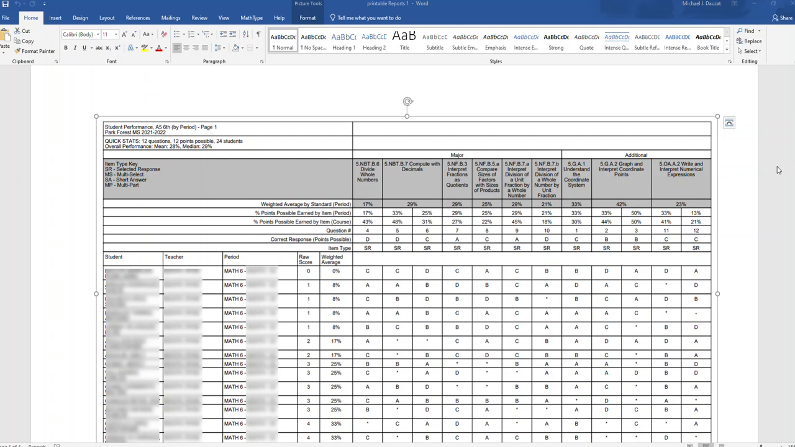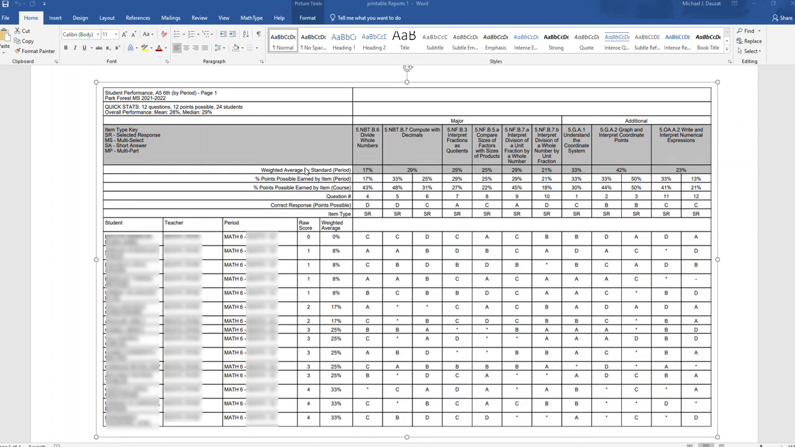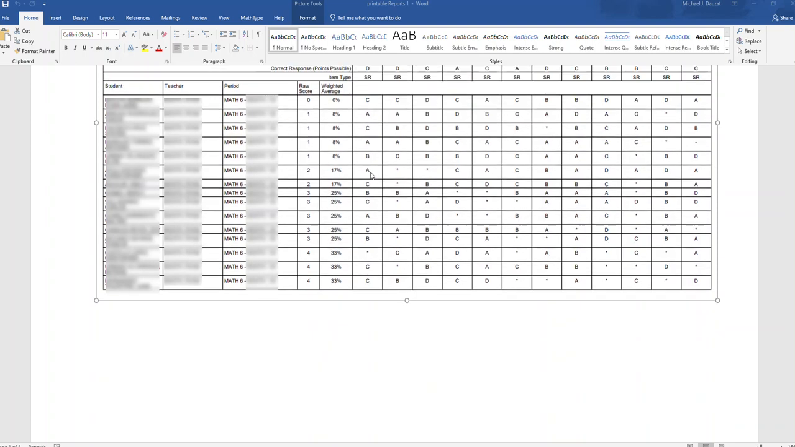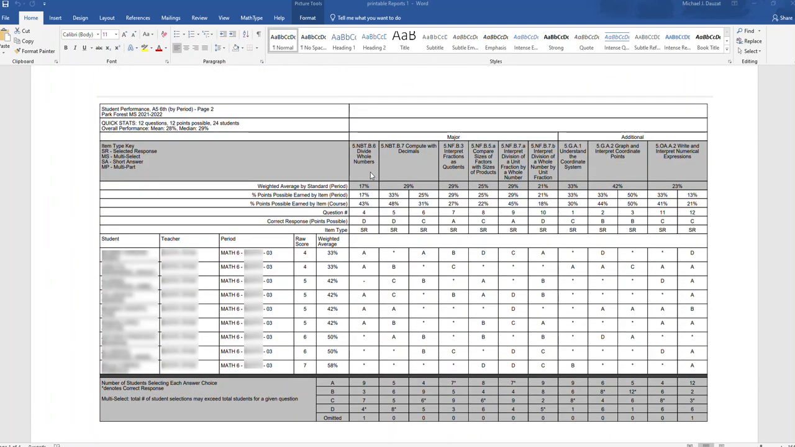Okay, so let me go back to what I just said. I need to be a little bit more careful. So let's go back and talk about this weighted average by standard. All right, so notice that for 5 NBT B6, divide whole numbers, you see that's 17%. So what that actually means, I was looking at it in a different context, but what this means here is this. So if you go to the next page, you will see this.